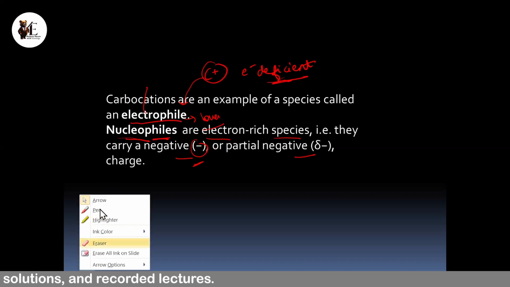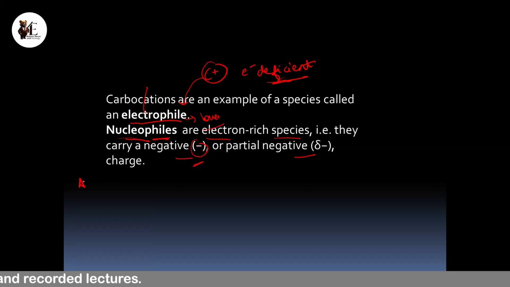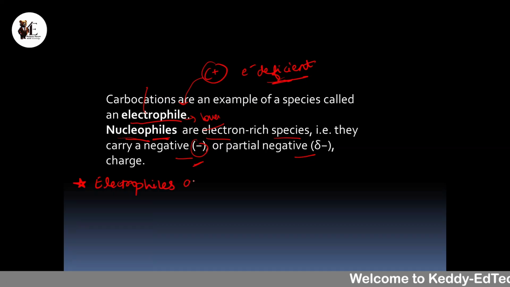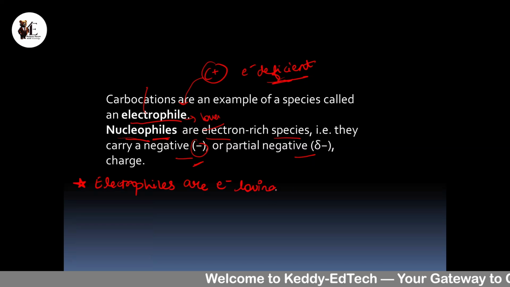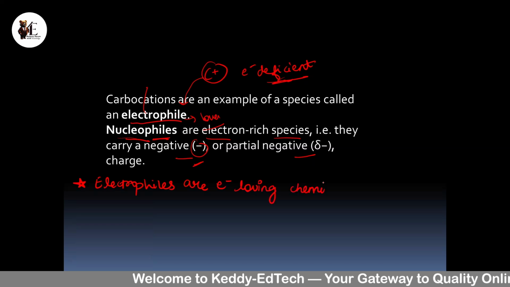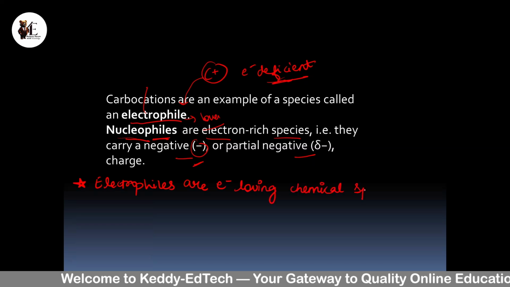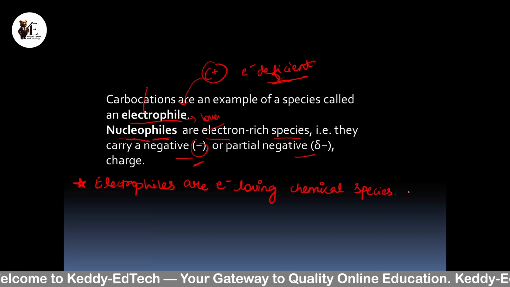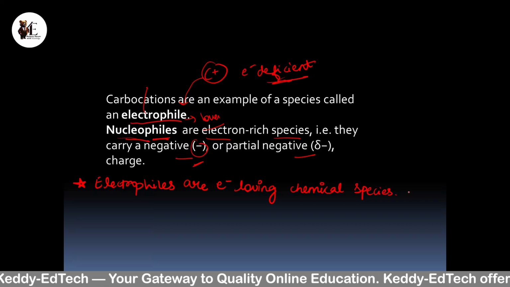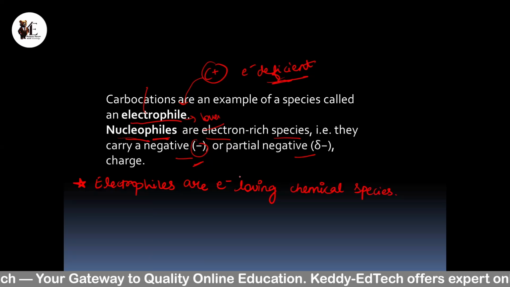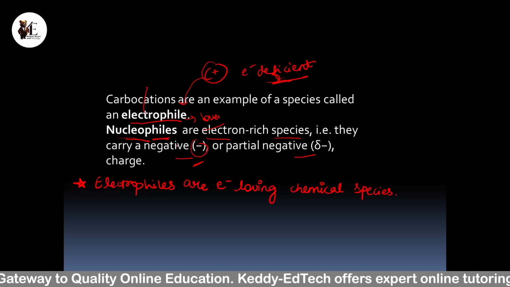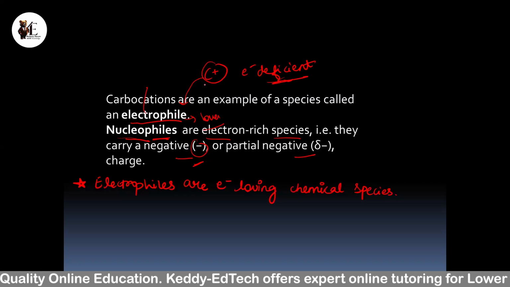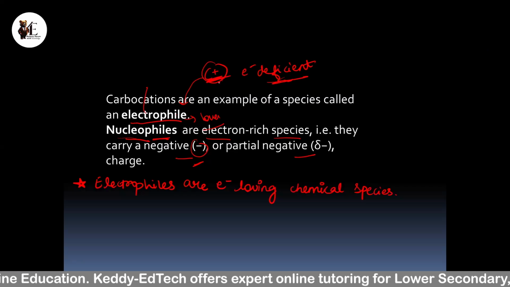So you can write down the definition I'm writing here. The definition of electrophile and nucleophile. Electrophiles, as the name suggests, they are electron-loving chemical species. Their attraction for electrons is due to the presence of electron deficient atom in them. Since it is electron deficient, so that's why they love electrons.